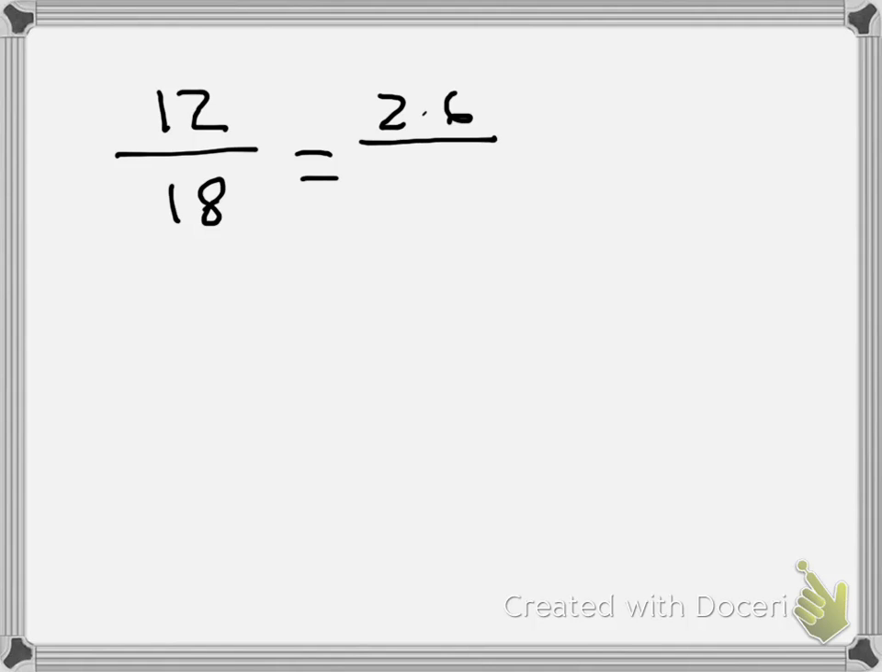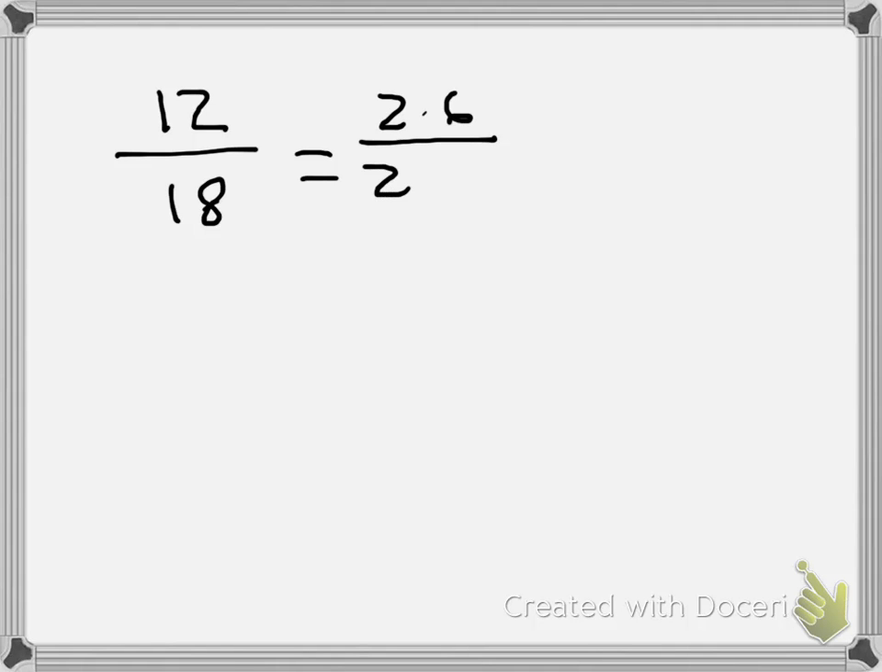Let's try a little bit more difficult one. Let's try 12 over, let's see, 16. No, I'm not going to do that one. Let's do 12 out of 18. There we go. Well, if you didn't know all the factors, you could take the time to list the factors of 12 down here, but they're both even, so we could start with 2 times 6.